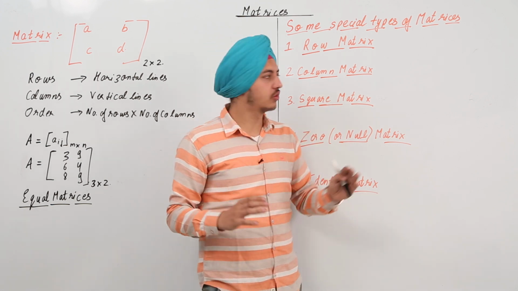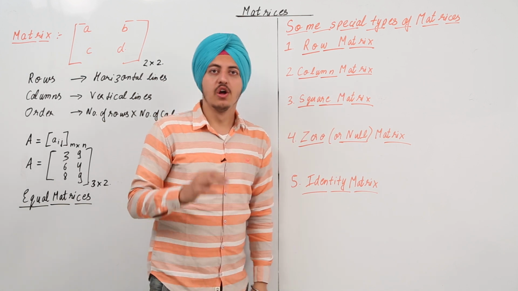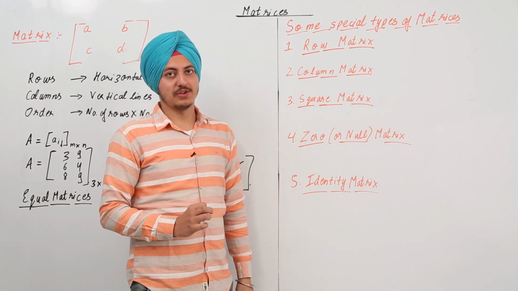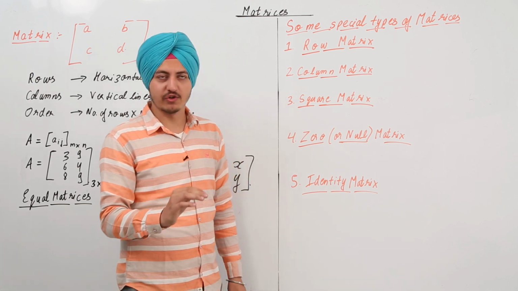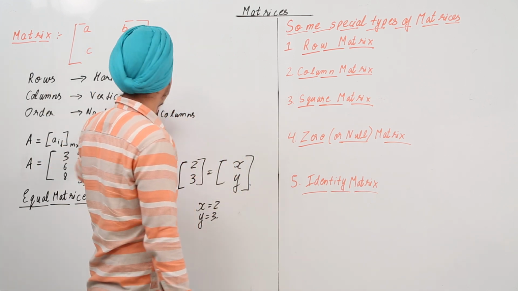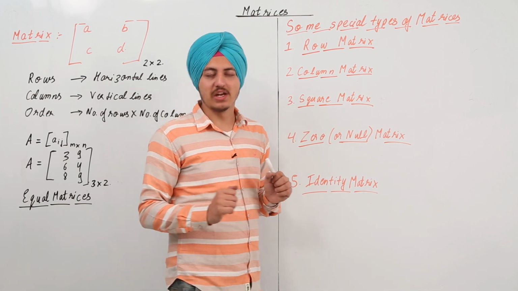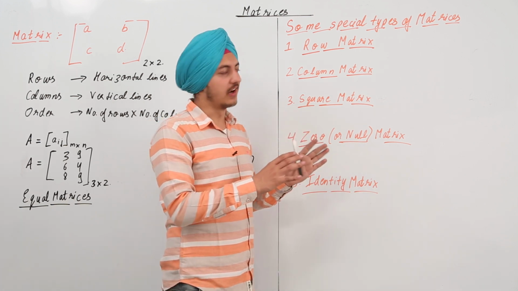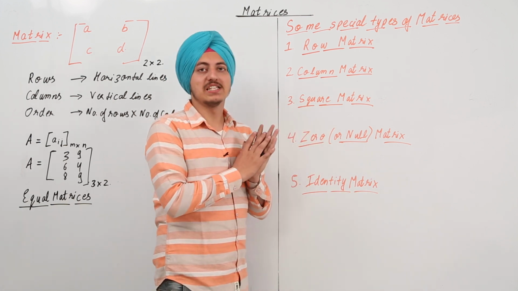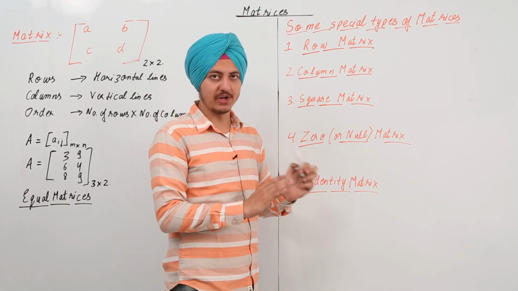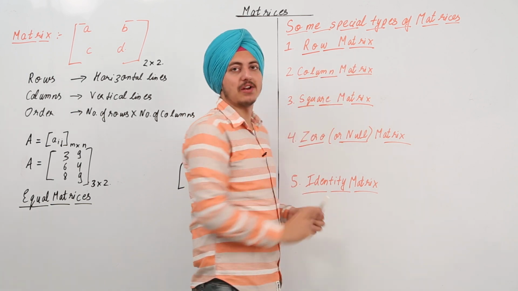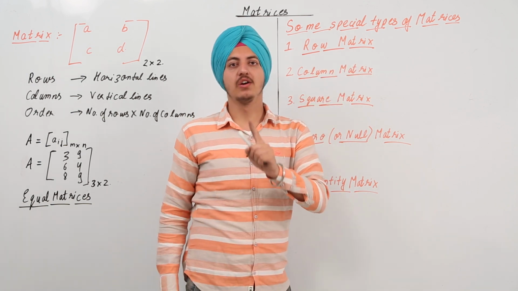I just totally screwed it. I spoke totally wrong. A row matrix is that matrix in which there can only be one row and n number of columns. So a row matrix is horizontal. Rows are horizontal lines, right? Just forget about what I said earlier. A row matrix is a matrix which has only one row. Okay, I'm really sorry.